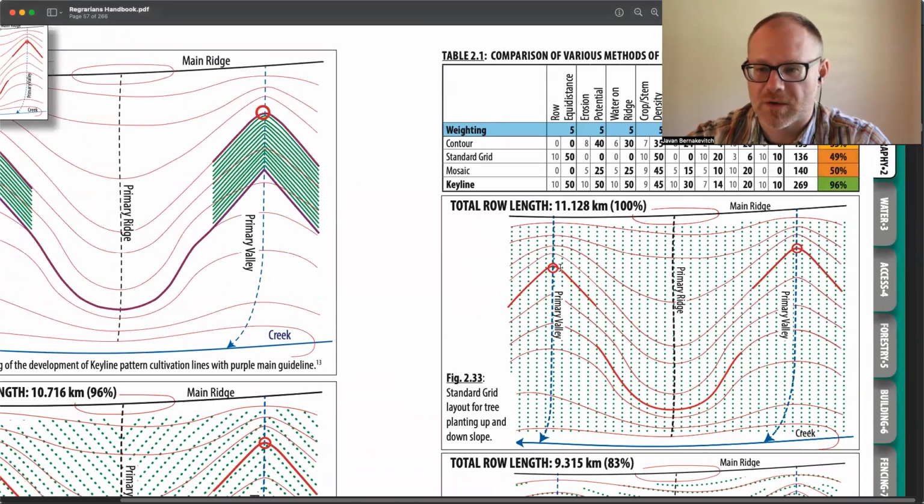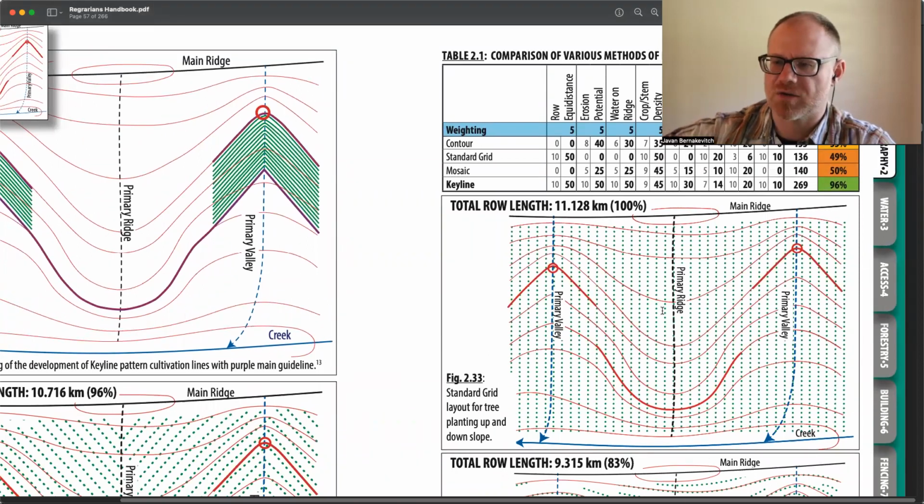So if we take a look here, this is a mosaic, and this is usually how we see grapes laid out or orchards laid out, totally indifferent to what's going on in the landscape. We're just going to put them there, they'll be fine.